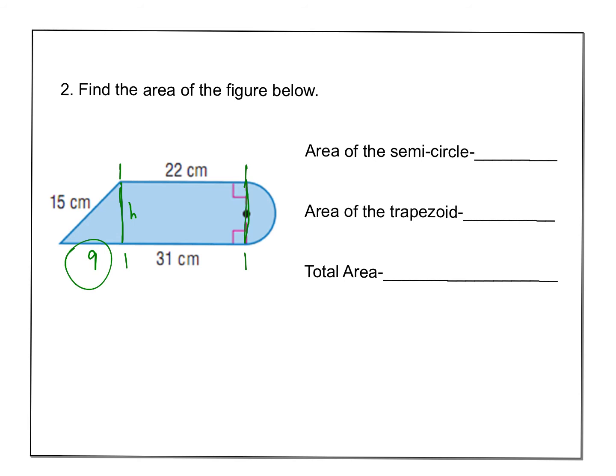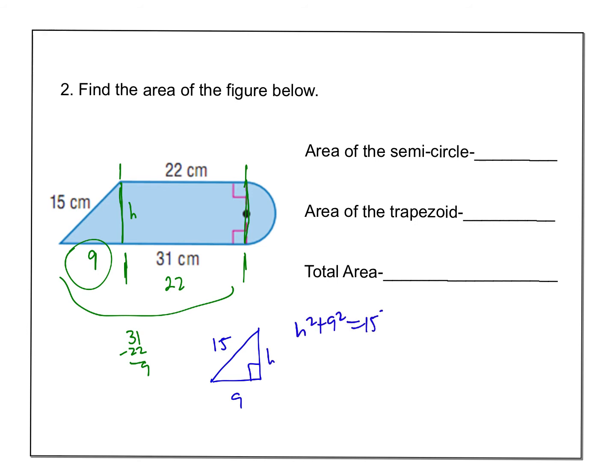Well, I know that this part is 22. I know that the whole thing is 31. So I got to take 31 minus 22 and get 9. So here I want to do Pythagorean theorem again. 15, 9, figure out that. So 8 squared and 9 squared equals 15 squared.